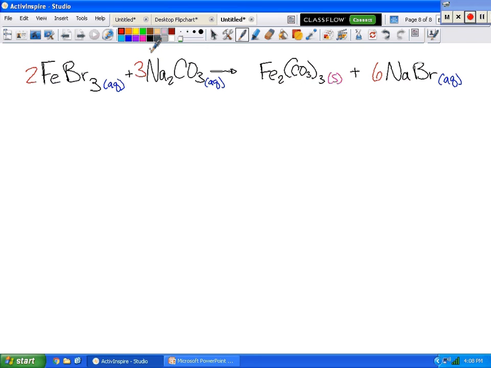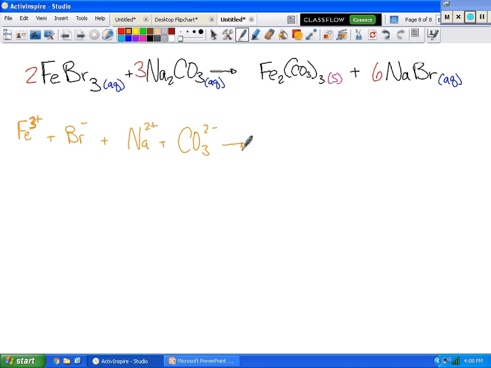So the next part says write your complete ionic, which means you show everything in its ionic state. What is the only state of matter you'll ever see ions present in? Aqueous. How many aqueous things do we have up here? We've got 3 of them, so let's split it. So I've got Fe 3 plus, Br minus, Na plus, CO3 2 minus.